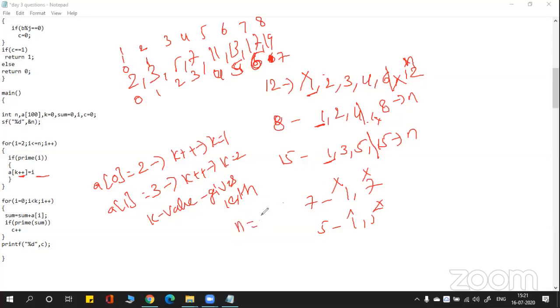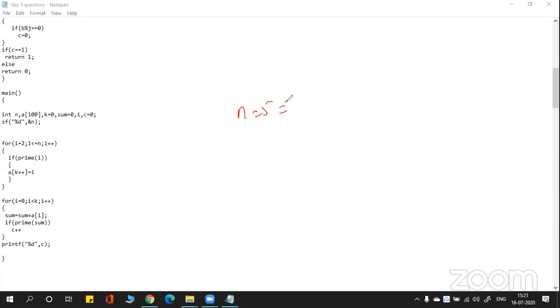So if n is equal to 5, the output should be only 1, but this code will give us 2. Can anyone tell me why it is giving us 2? If n is equal to 5, the output should be 1, but this count will be 2. Can anyone tell me why the output will be 2? Exactly, Srija. That is because we are starting from 2. My array element is starting from 2. Yes, 2 should not be included.